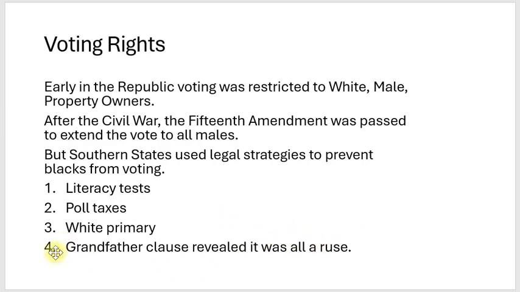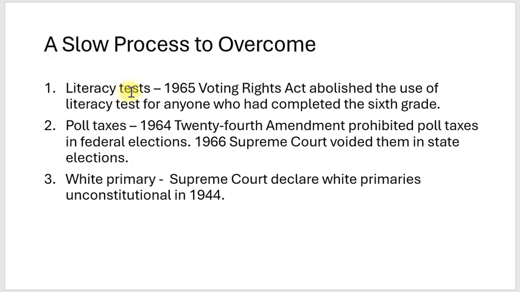Furthermore, even if a black person could pass the literacy test and pay the poll tax, the grandfather clause revealed that it was all a lie. It was all just a clever ruse. What the grandfather clause said was, if your grandfather had voted in 1868, you didn't have to pass the literacy test. You didn't have to pay a poll tax. And whose grandfathers could vote in 1868? Whites, not blacks. So the Supreme Court would eventually kill these.